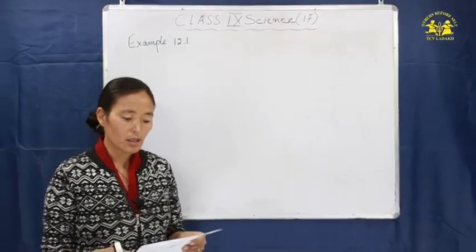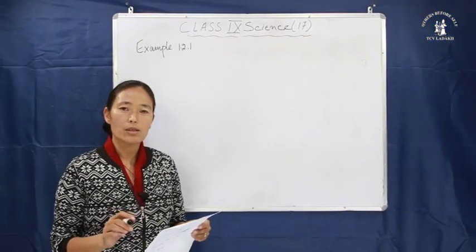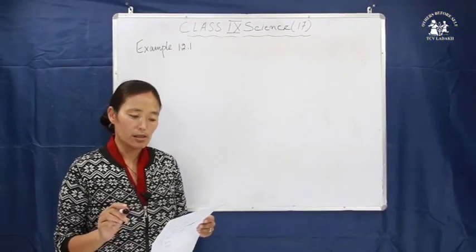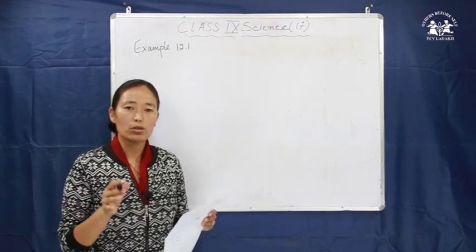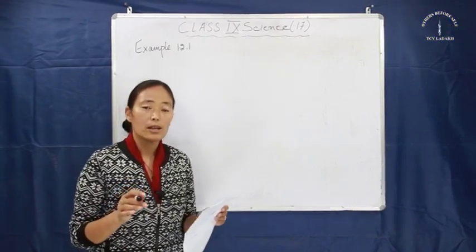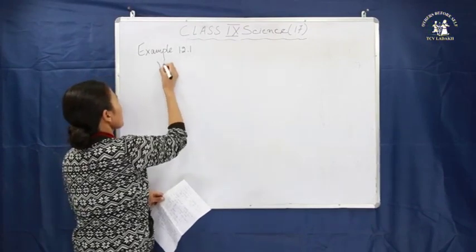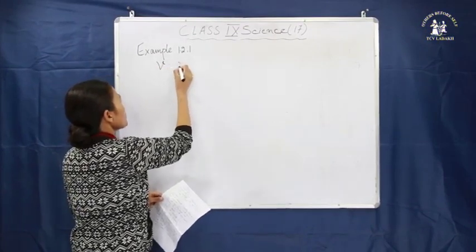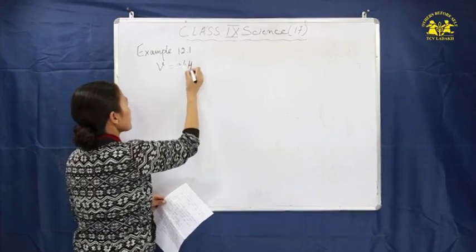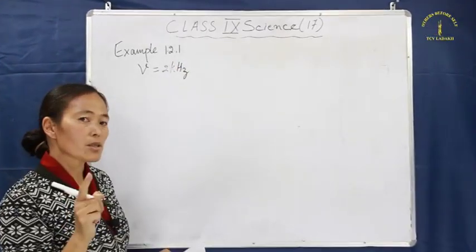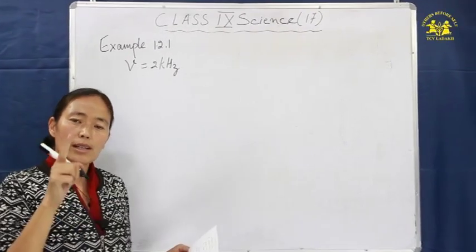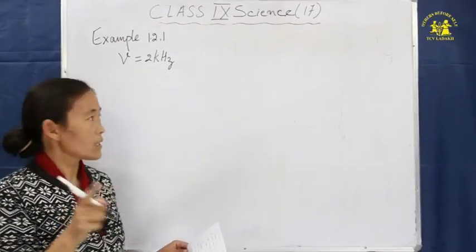Example 12.1: A sound wave has a frequency of 2 kHz. The calculation is given to you. The frequency symbol is new. The frequency is equal to 2 kHz. The SI unit of frequency is Hz.